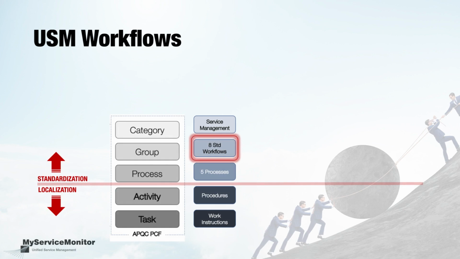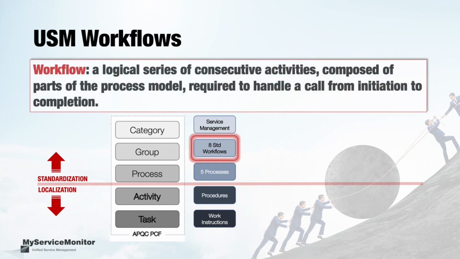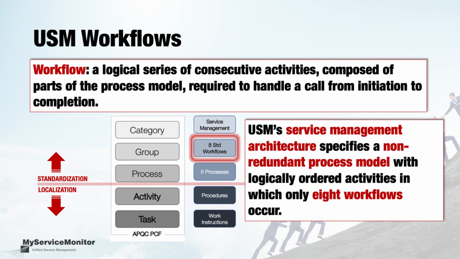Now, like the word process, the term workflow is used by people virtually everywhere and at any layer of the process hierarchy. USM defines a workflow as a logical series of consecutive activities composed of parts of the USM process model required to handle a call from initiation to completion. USM's service management architecture specifies a non-redundant process model with logically ordered activities in which only 8 workflows occur.